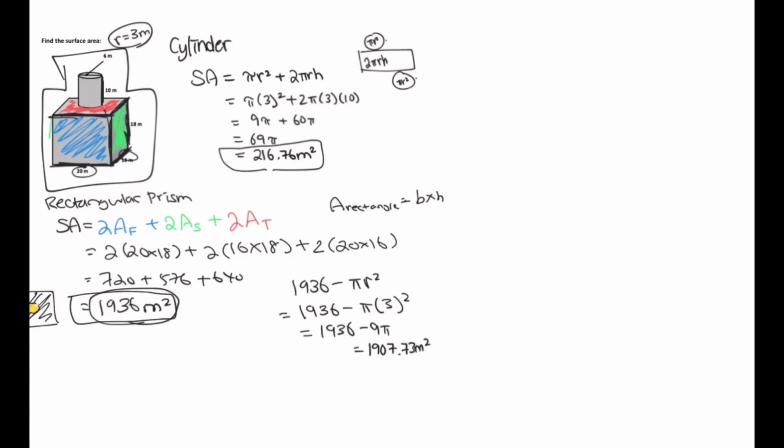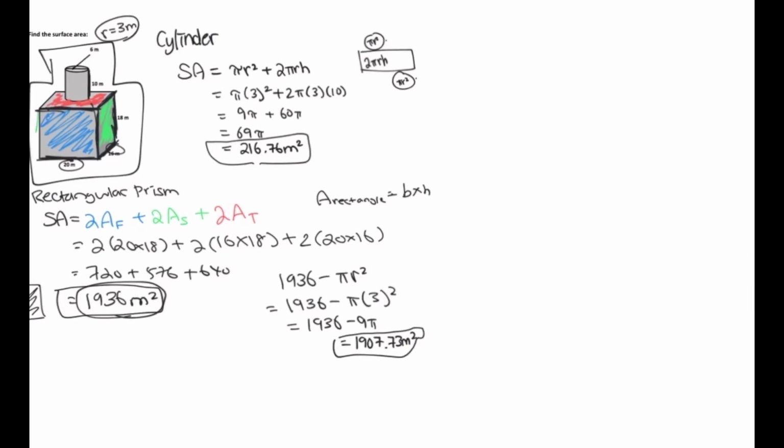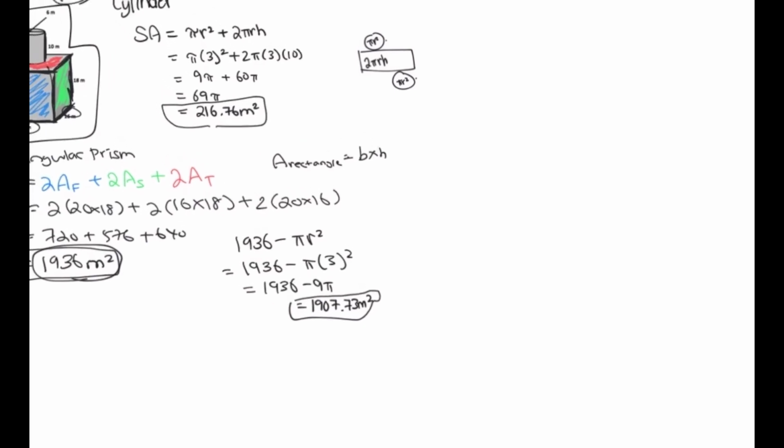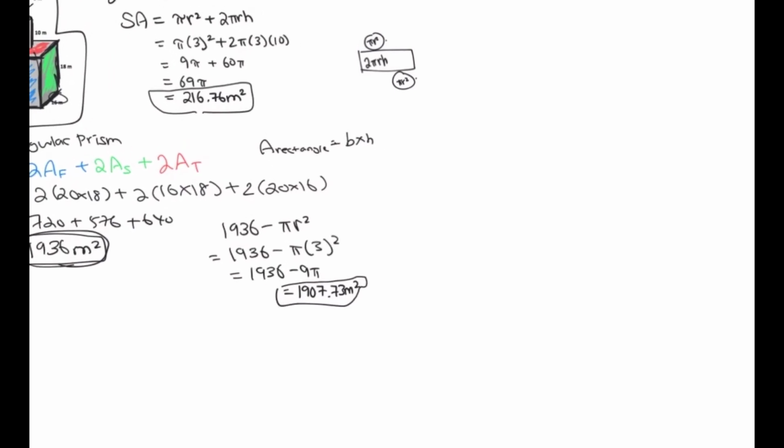Okay, now I found out the surface area of the cylinder, surface area of the rectangular prism without the circle, surface area of the rectangular prism with the circle area in mind. What am I going to do with these numbers? I need to now add them together. Okay, but the only numbers I'm going to add together are this one, because this is the surface area of the top shape, this one, because this is the surface area of the bottom shape.